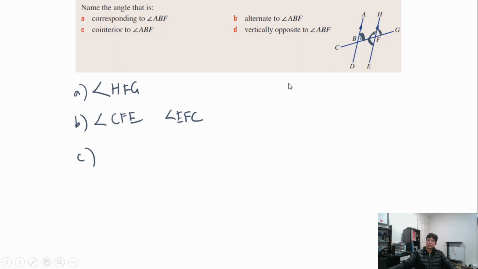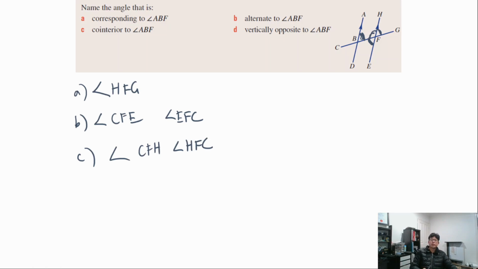Alright, now let's move on to question C. Question C asks us to find the angle that is co-interior to angle ABF. Now we know angle ABF is over here, we've identified that before. So the one co-interior means on the same side of the transversal, but inside the other two lines. So the one that fits that description here is that angle right there, and that is labeled either angle CFH there, or you could do the other way around, angle HFC.